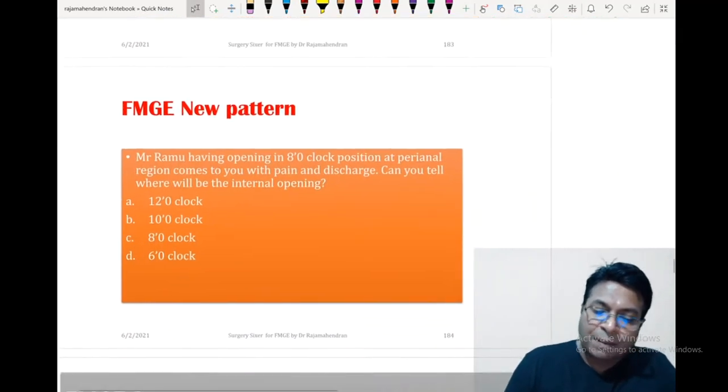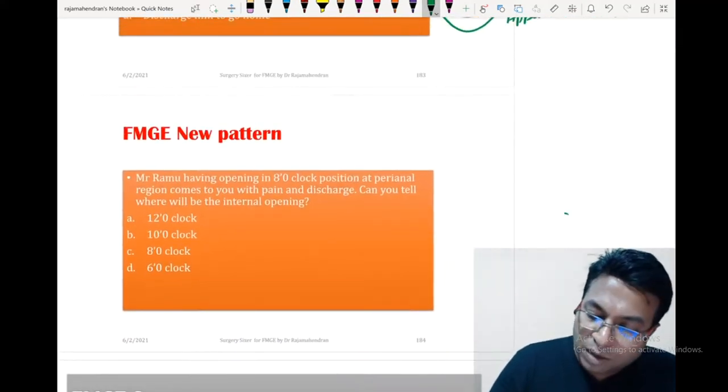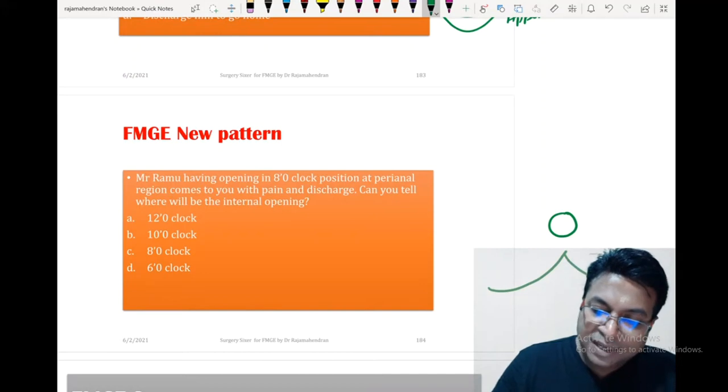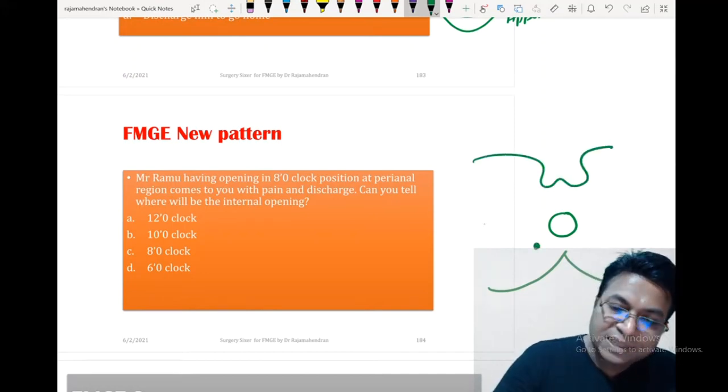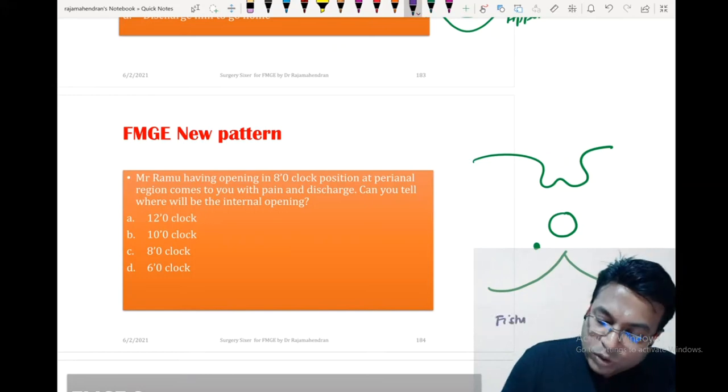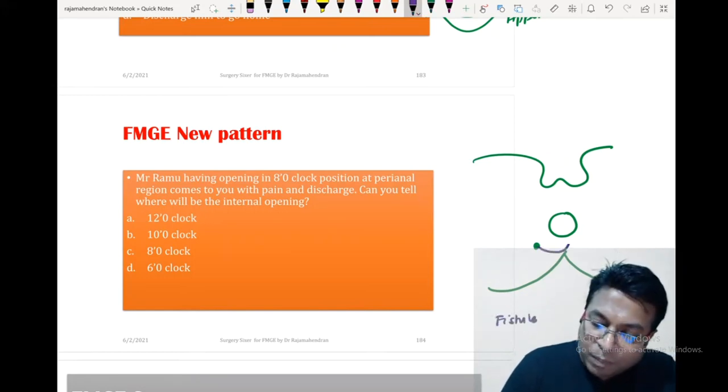Mr. Ramu coming to you with an opening in the 8 o'clock position of the anus. So this is an anus. So this is 8 o'clock position. There is an opening. That is nothing but a fistula. So fistula opening is at 8 o'clock. Where will it open inside?